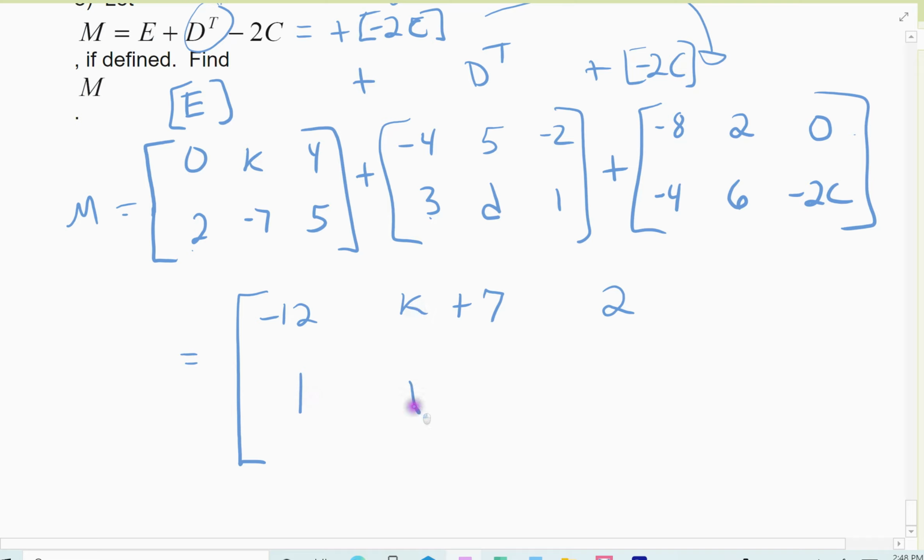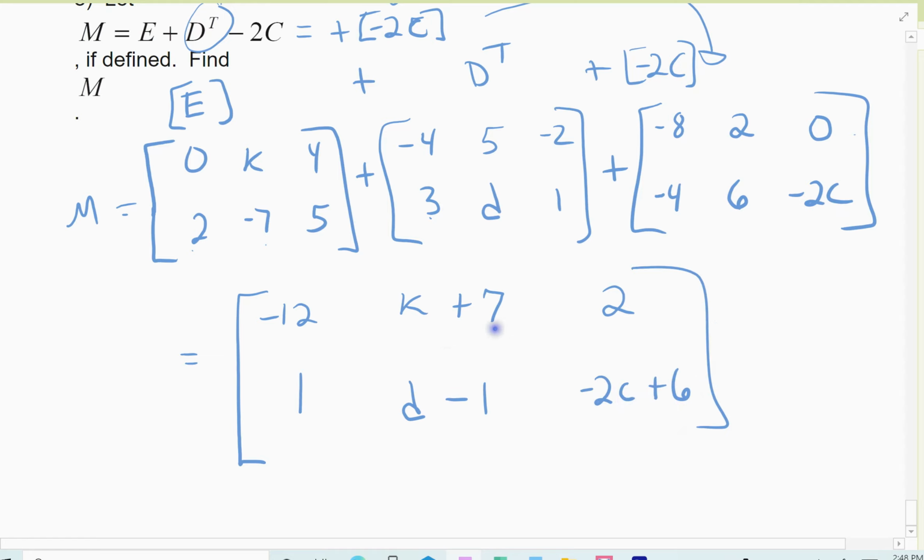Negative 7, D, and 6. So D is just D. It's going to come along, and then I take care of my things I can add, which is the negative 7, 6. That comes out negative 1. 5, 1, negative 2C, so negative 2 plus 6.